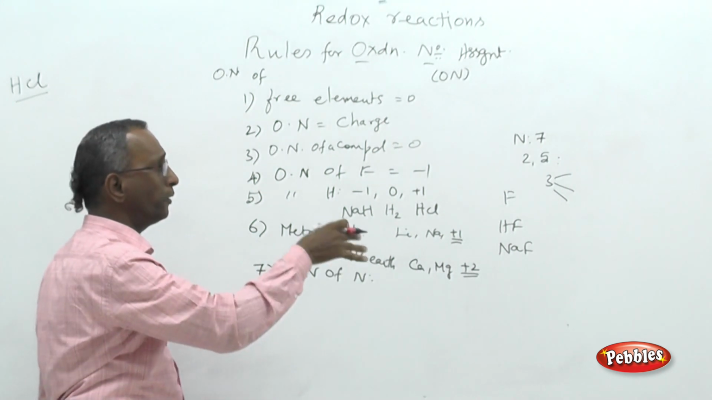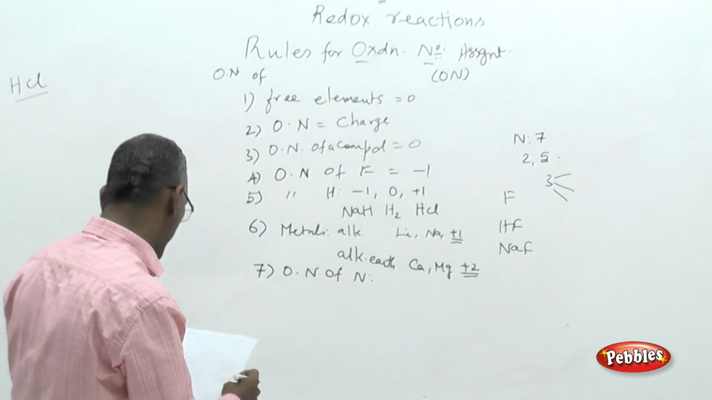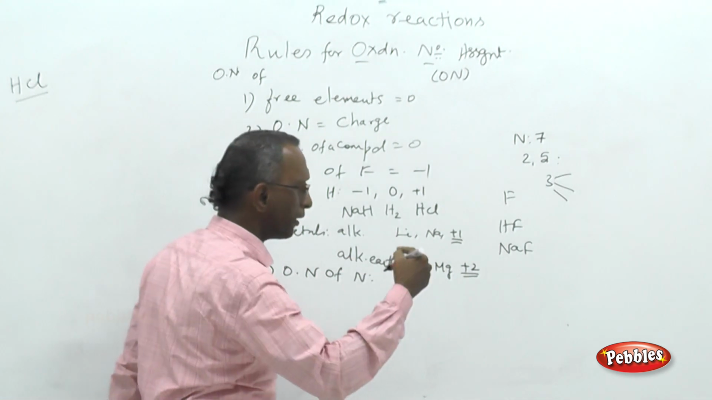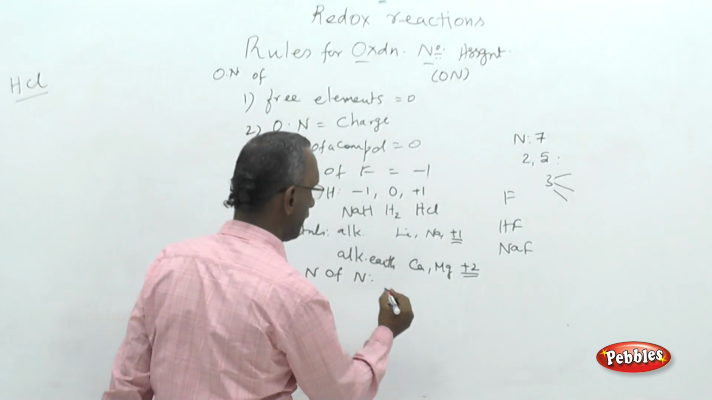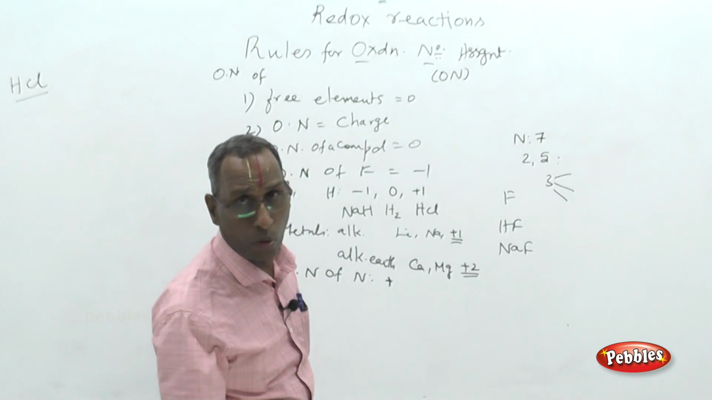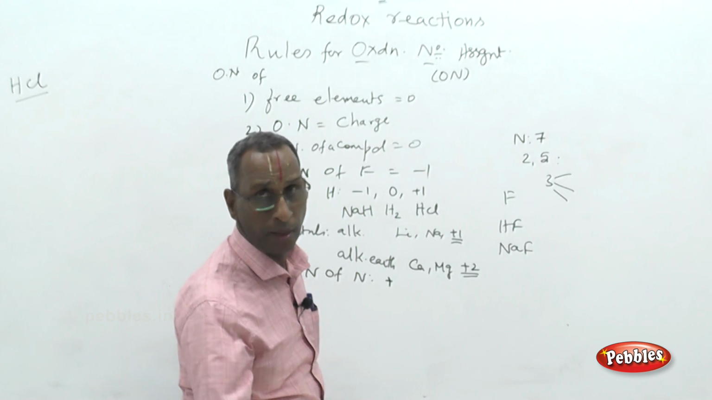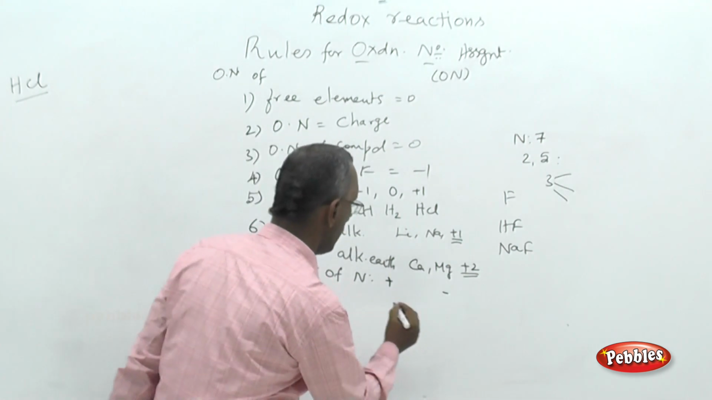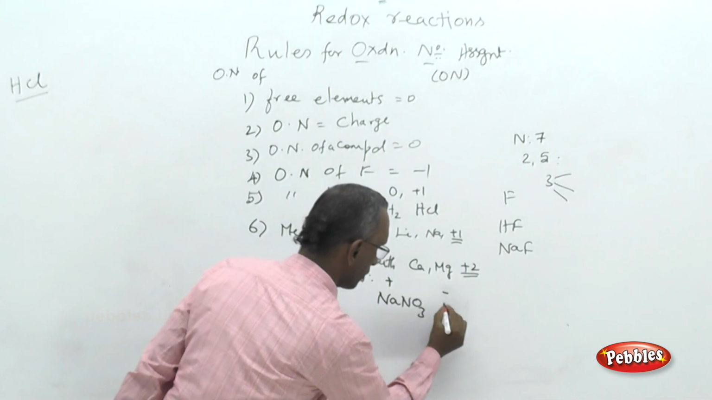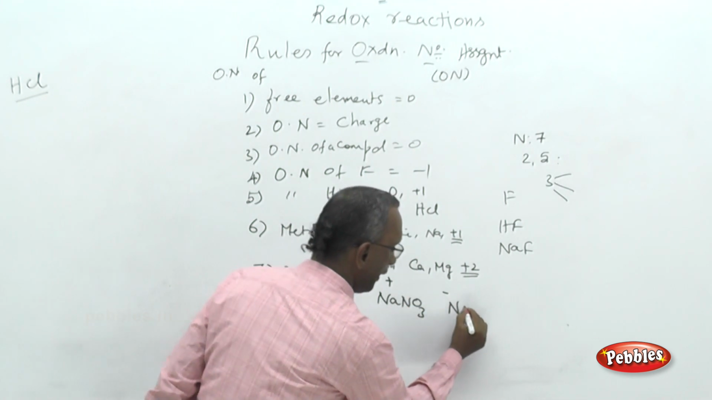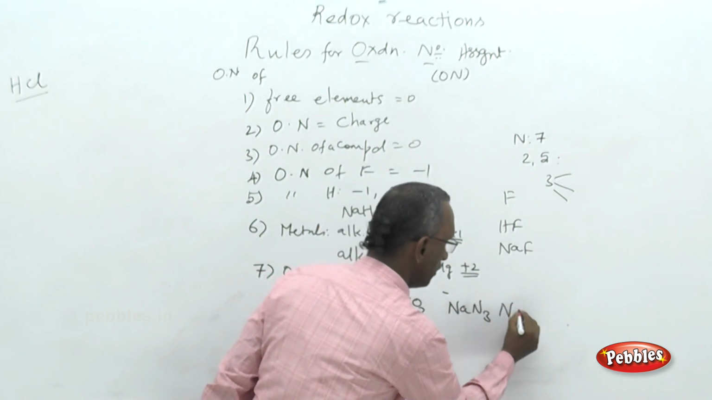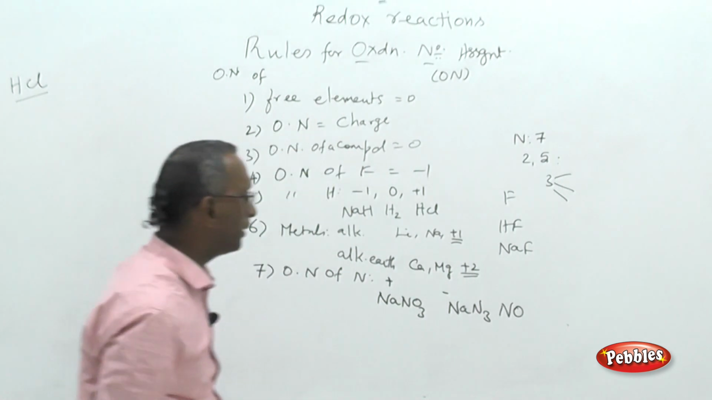So depending upon the environment, it may take a positive oxidation state or a negative oxidation state. If it is combined with a more electronegative material, its oxidation state is positive. If it is combined with a more electropositive material, its oxidation state is negative. Here we have seen the example. Anyhow, we will see the individual ones, NaNO3 and NaN3.